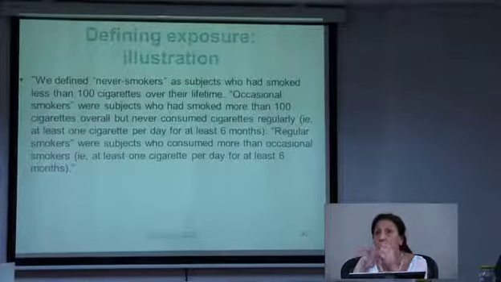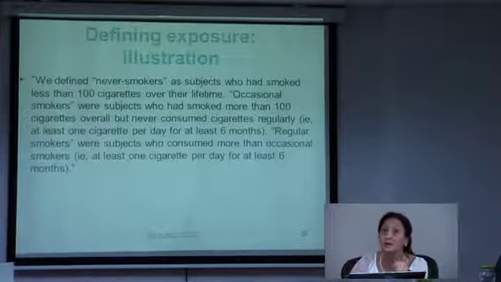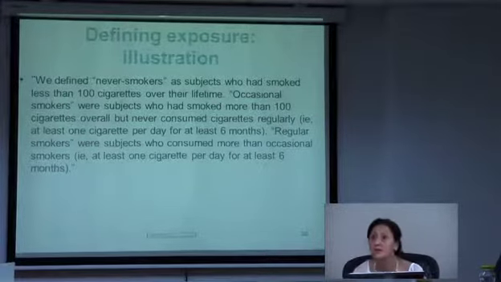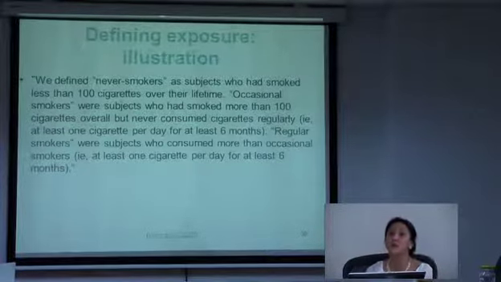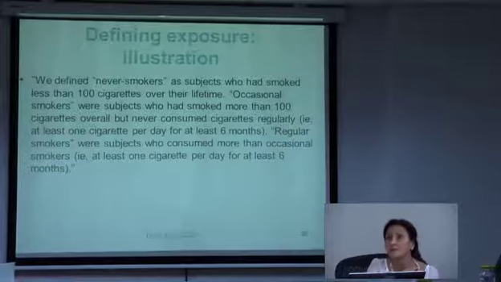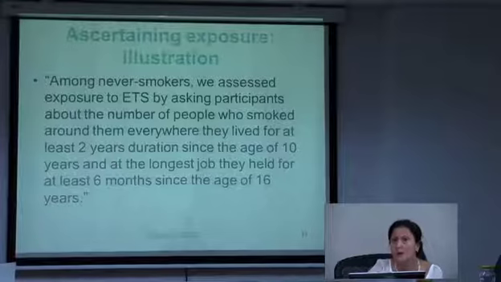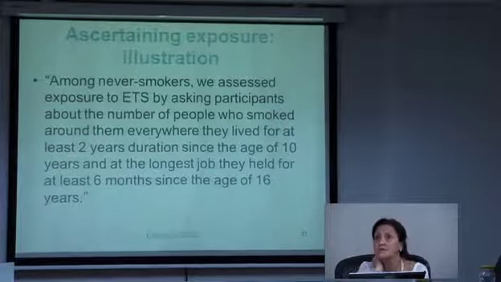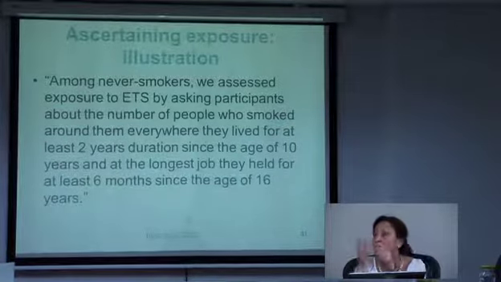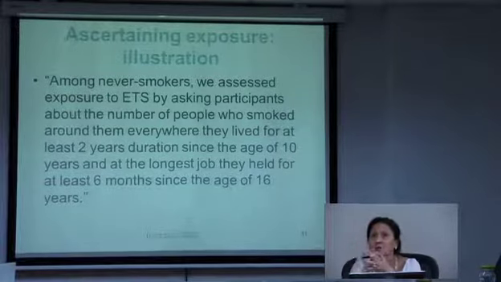Here they're saying that anyone who smoked more than 100 but never consumed cigarettes regularly is occasional. What is regularly? It's at least 1 cigarette per day for at least 6 months. And the regular smoker is somebody who consumed more than occasional, and had at least 1 cigarette per day for the last 6 months. Okay? Again, the ascertainment of exposure: among never smokers, they assessed exposure to environmental tobacco smoke. We don't say passive smoking anymore, we say exposure to tobacco product or environmental tobacco smoke.